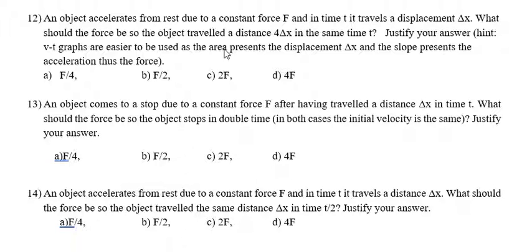So problem 12. An object accelerates from rest due to a constant force. That constant force is the only force, is the sigma F, right? So what should the force be so the object traveled a distance that is 4 times bigger in the same time? So by using a constant force F, the object does a displacement delta x. What should the force be so it does a distance 4 times bigger?